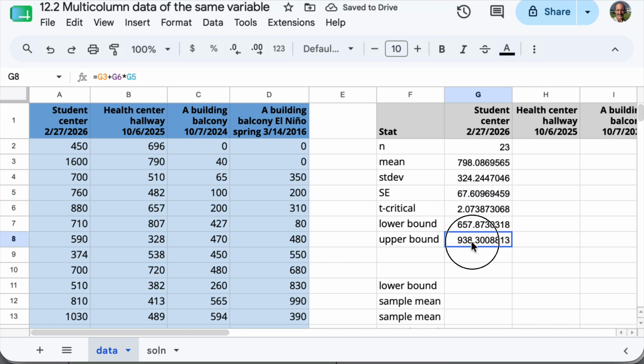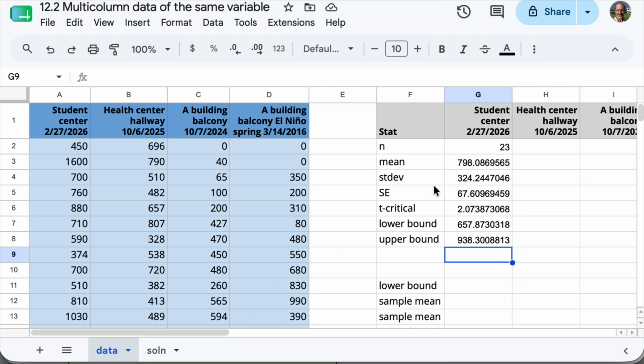And so you can see those formulas there. Check to see they look all right, and they are. So I can see that the population mean for the student center airplanes is between 657 centimeters and 938 centimeters. So this is about 6 meters, this is about 9 meters. We're talking about a distance of something on the order of 18 to 27 feet for those not used to these metric measurements.